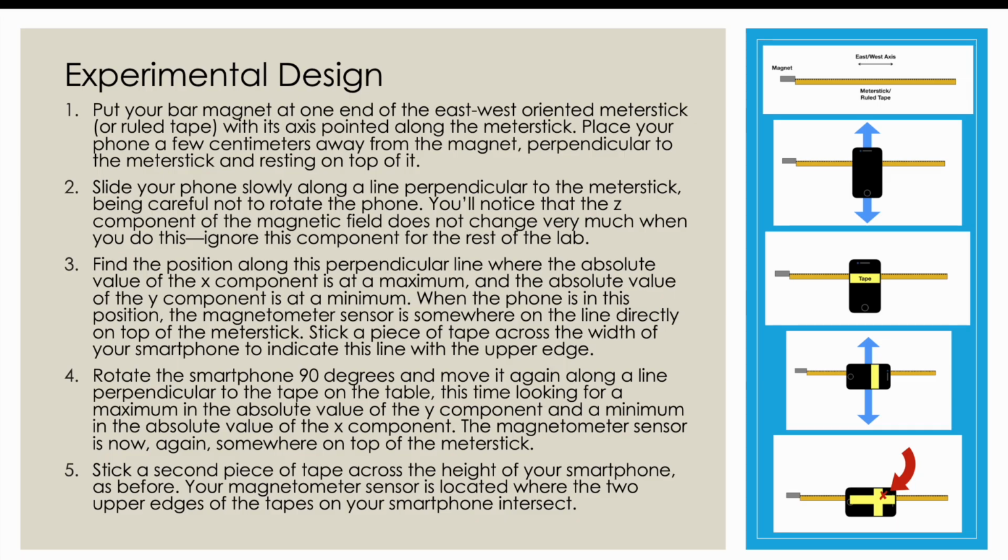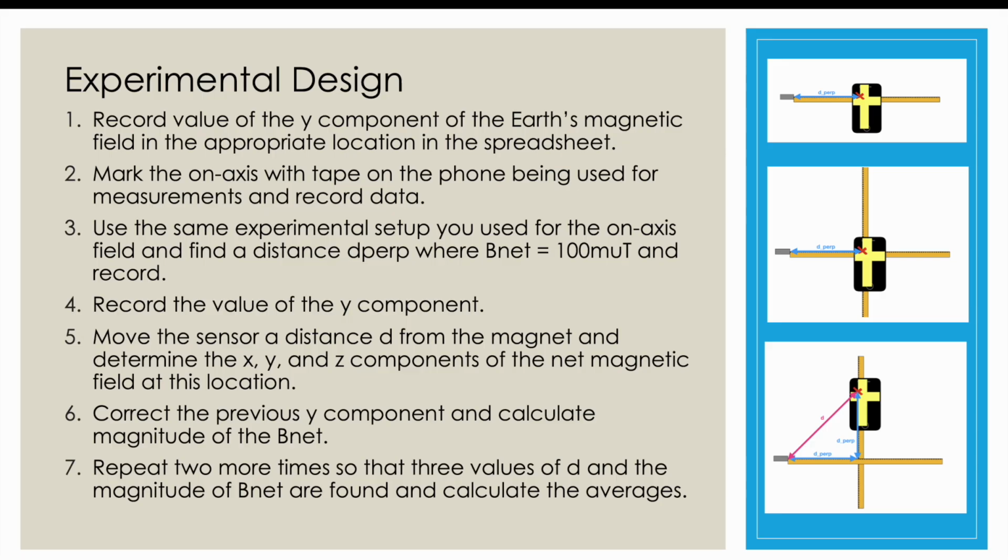This is our experimental design. These 5 steps are the ones that are given in our lab diagram, and then the pictures on the right are the corresponding images that they give us. So the second part of this was to record the value of the y component of the Earth's magnetic field in the appropriate location on the spreadsheet, which I'll show later. Mark the on-axis with tape on the phone being used for measurements and record data.